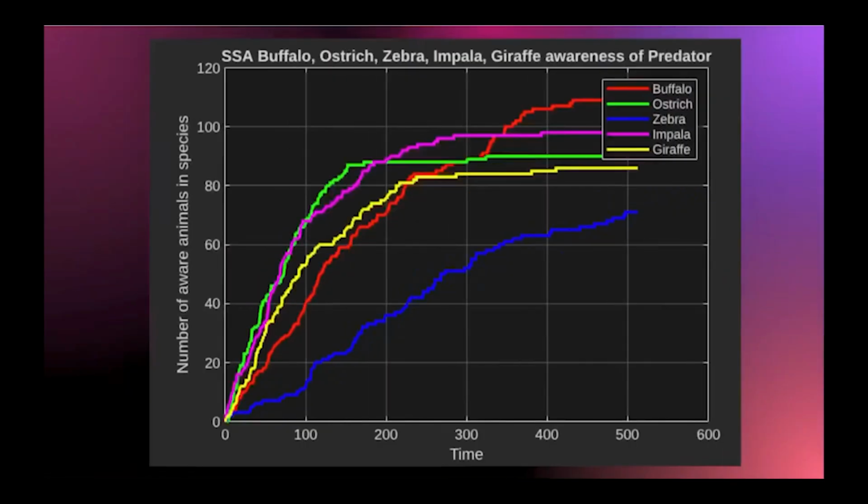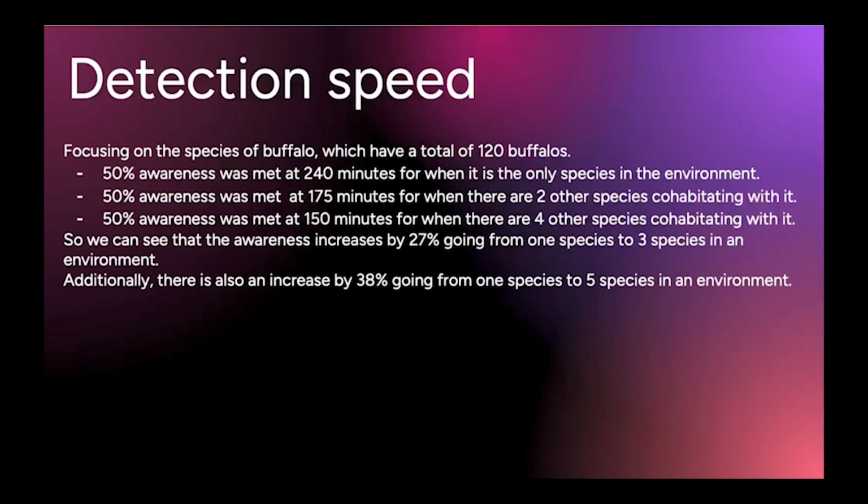When there are 5 species in the environment, we can see the buffalo's curve showing a narrower logarithmic growth, but the improvement is minimal. We can also see that the zebra's curve is showing an upward trend. This is because the impalas are also accounted for, and the impalas, as we see in the matrix, are the second highest communicators.